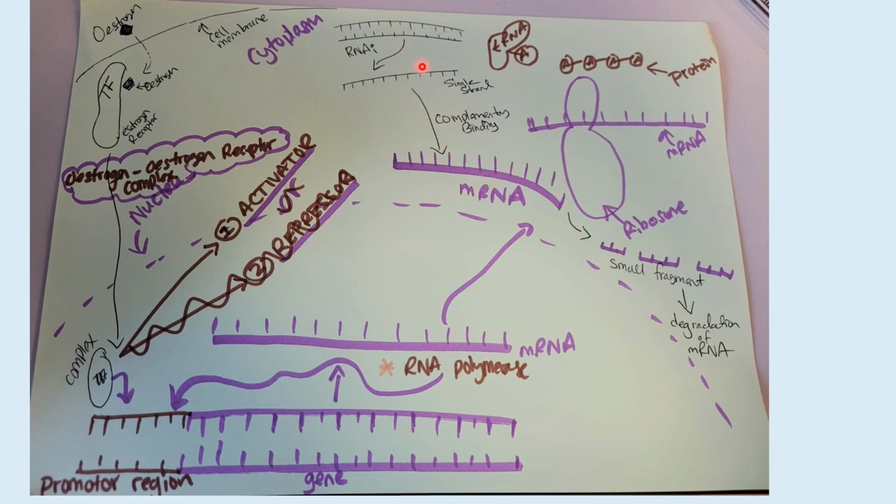And when it binds to the mRNA, the mRNA will be cut into small fragments, and those small fragments will then be degraded. So it's destroyed. So if you have mRNA being destroyed, can we make that protein? The answer is no. So what have we done? We have inhibited that gene from being expressed.